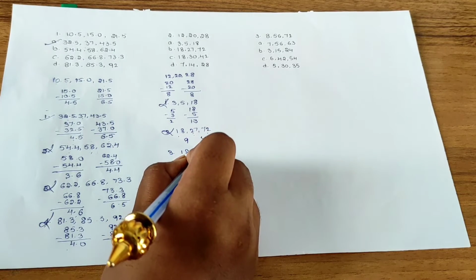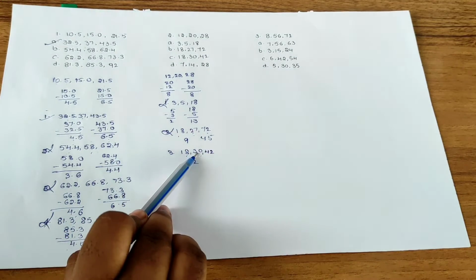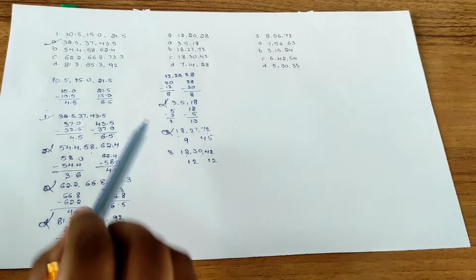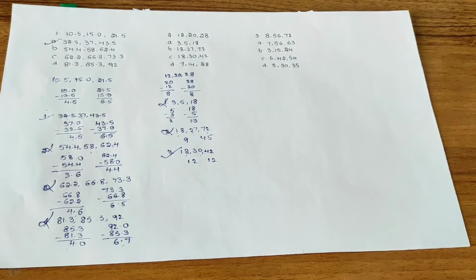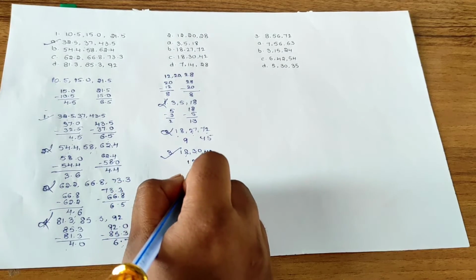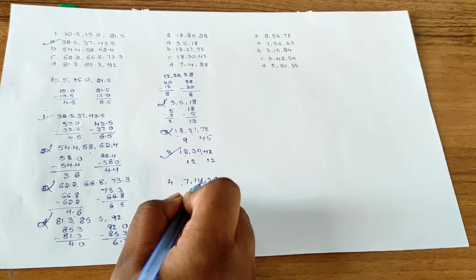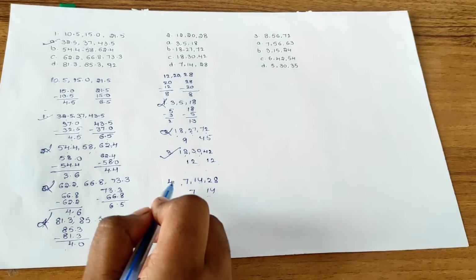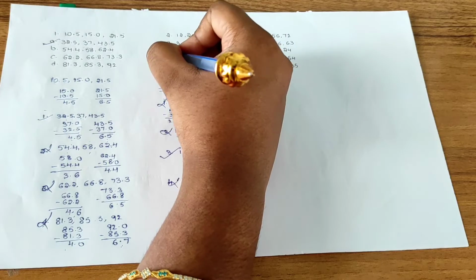And now the third option is 18, 30 and 42. The difference between first and second number is 12, and similarly the difference between second and third number is also 12. So this satisfies the given pattern in the question. So this will be the answer. And checking the fourth option, 7, 14 and 28, the difference between first and second number is 7, and between second and third number is 14. So this option doesn't satisfy. So the answer will be 18, 30 and 42.